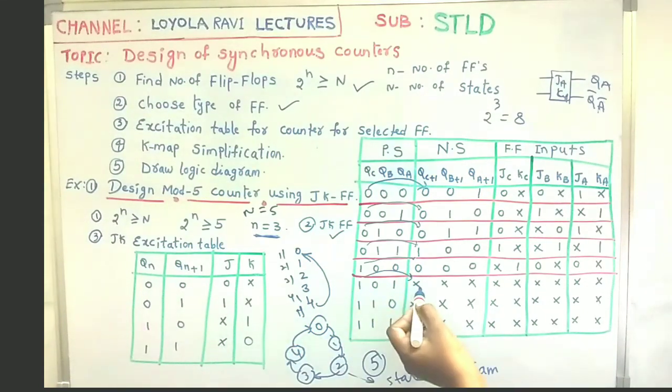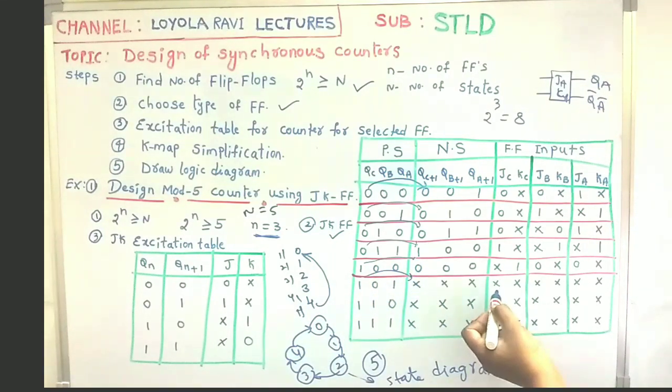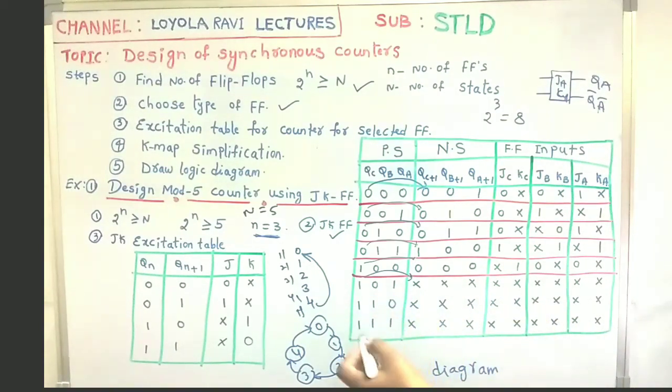So 1 to don't care is nothing but whether it may be 1 to 0 or 1 to 1. We don't know. That's why here my flip-flop inputs also I don't know. You may write don't cares for 5, 6, 7. Here don't cares.